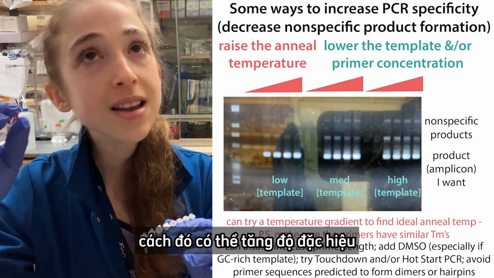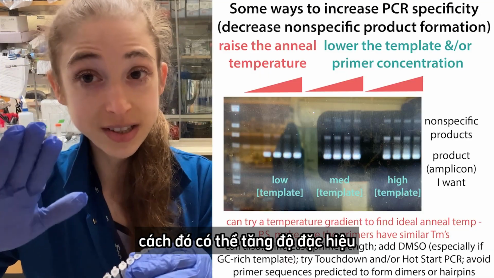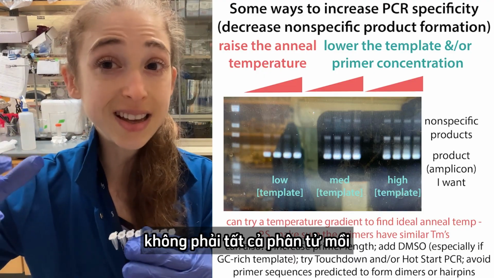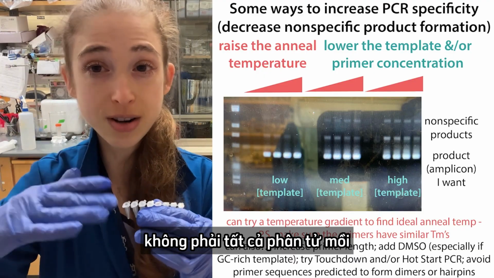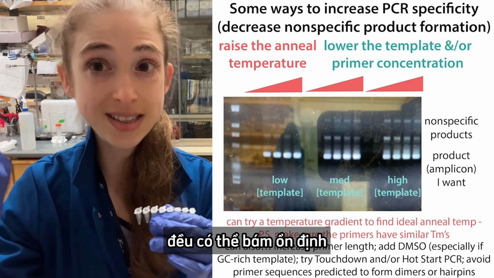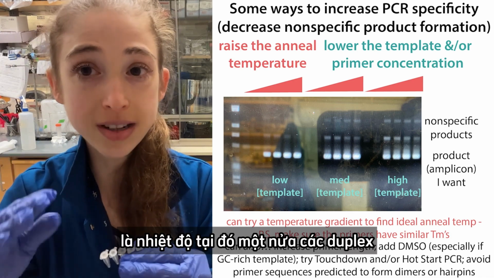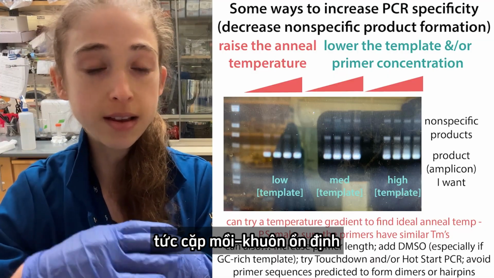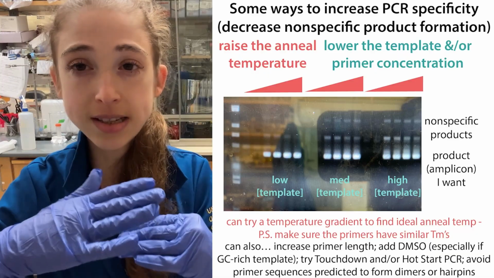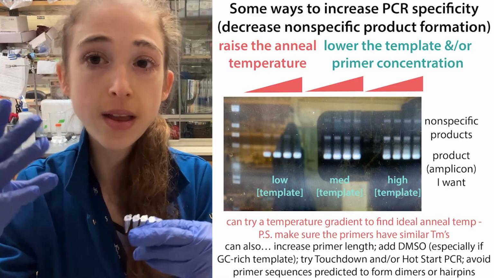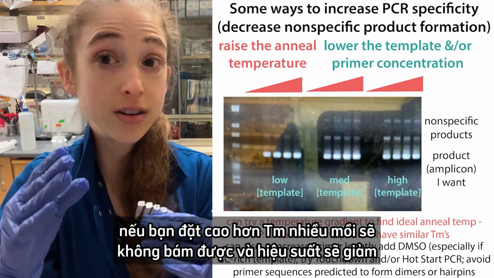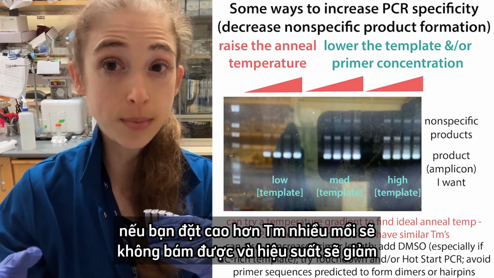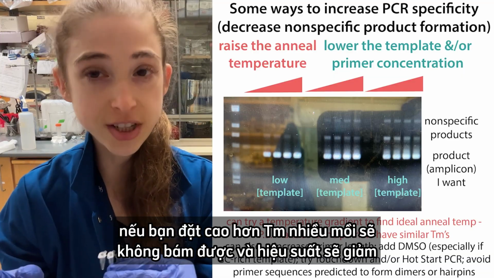Now, that might increase your specificity, but remember that if you have a higher anneal temperature, not all of the molecules of a primer are going to be able to stay stuck. And so the TM, remember, is the temperature at which half of the primer-template duplexes would be stable. And so if you're higher than the TM, a lot of your primer isn't going to be able to bind, and so you are going to get that lower efficiency.